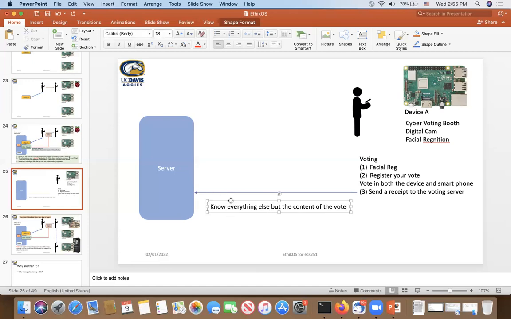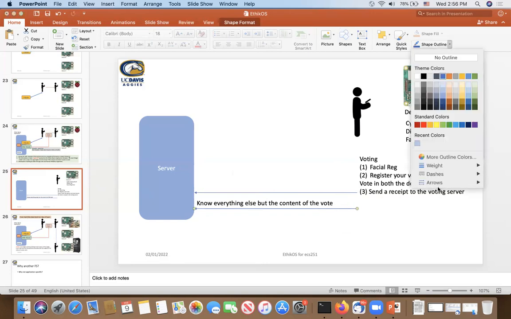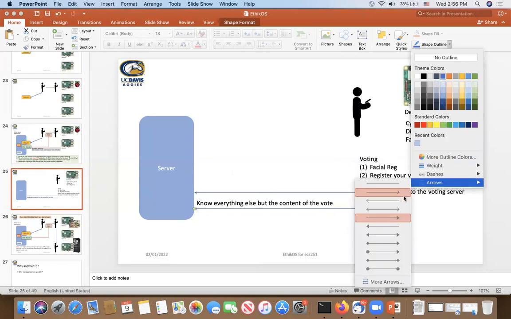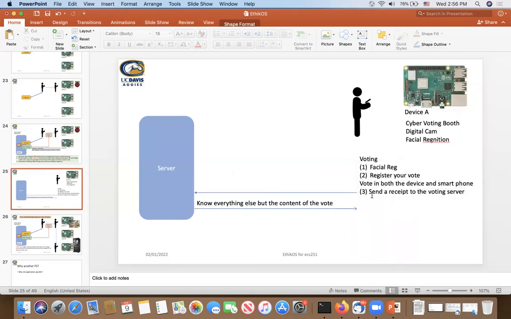All right. And now, once you've done this, and the server does a registration, the server is going to send back another receipt to you. And how do I arrow the other direction? Okay, so that's actually number four. The receipt from the server. Okay, that's done.